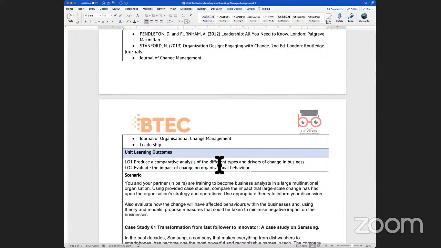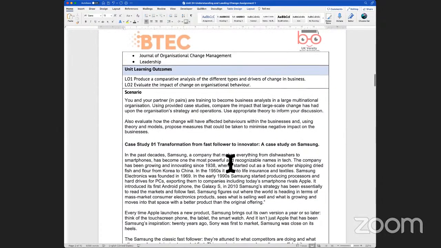If I was in your shoes and looking at doing this assignment, I would understand that the first overarching thing the assignment brief is going to ask me to do is produce a comparative analysis. At some stage, there will be some assessment criteria in it. The second learning outcome is about evaluating the impact of change on organizational behavior. This is useful for understanding what output the assignment is requesting me to create as evidence.